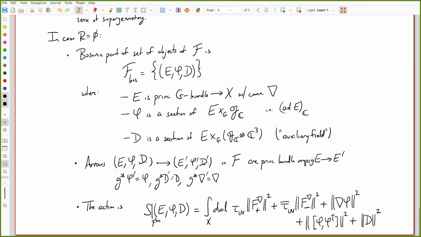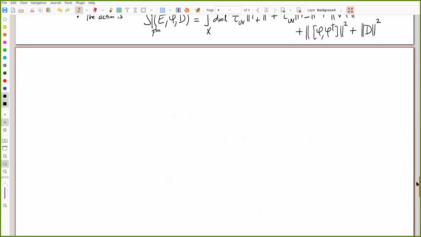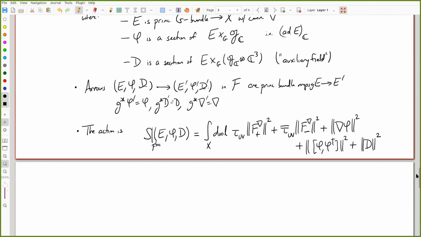And the important thing from our point of view, or the first important thing, is that this action has a lot of symmetry.